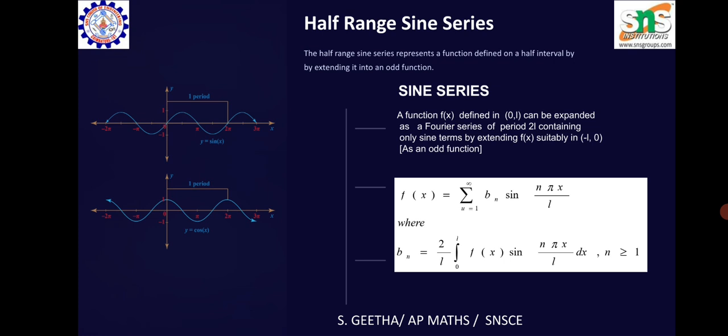So, here f(x) will become summation n equal to 1 to infinity bn sin(n pi x by L). Here, the bn value is evaluated by the formula bn = 2 by L times the integral over 0 to L of f(x) sin(n pi x by L) dx.